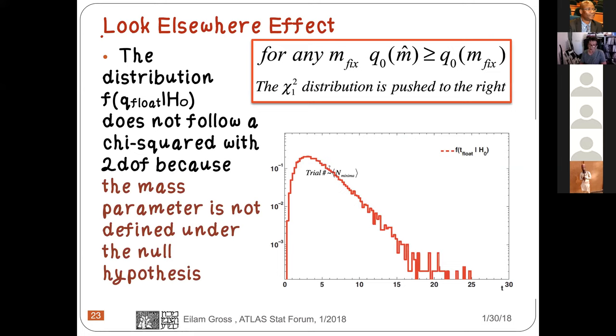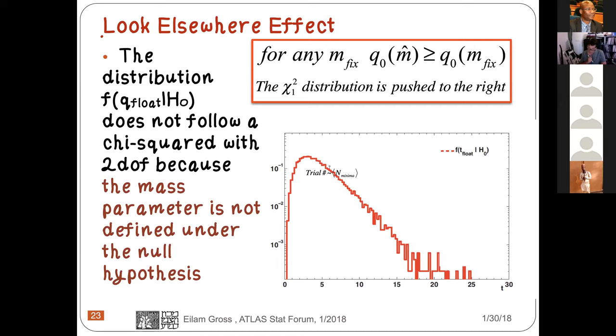Now, I toss many Monte Carlo LHC experiments. Each Monte Carlo is one LHC with the luminosity that we are interested in. It could be huge luminosity, or small luminosity, depending on the experiment we are planning. And every time, with each simulated LHC experiment, I find the floating test statistic, meaning the test statistic at some mass in the mass range that is maximizing the likelihood.